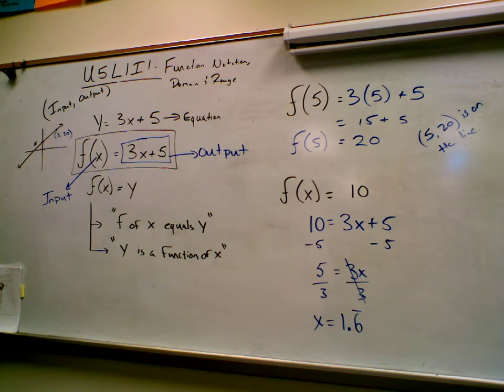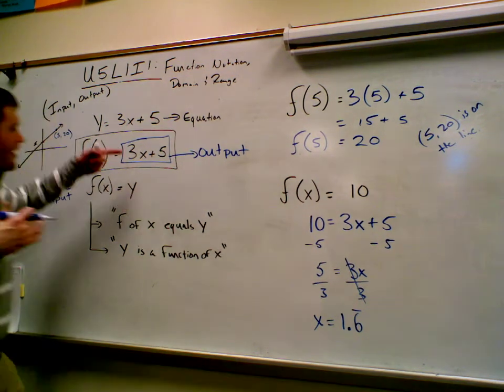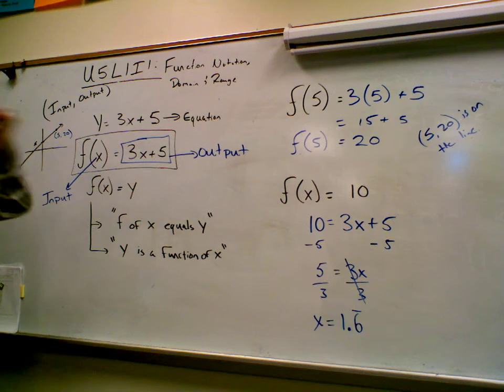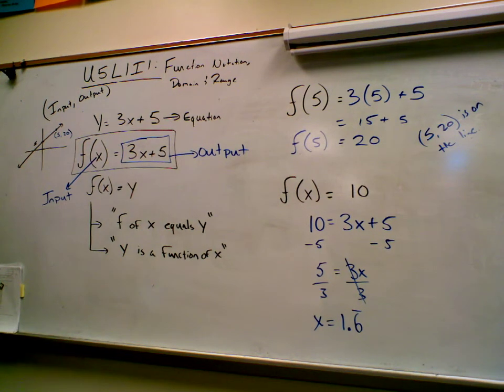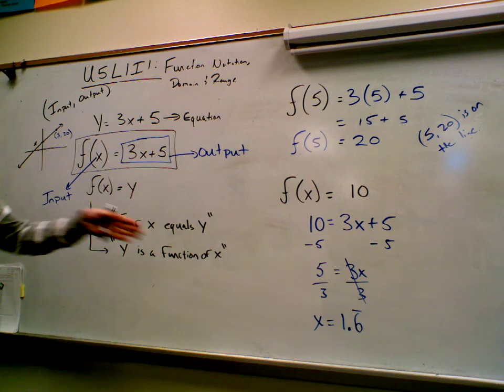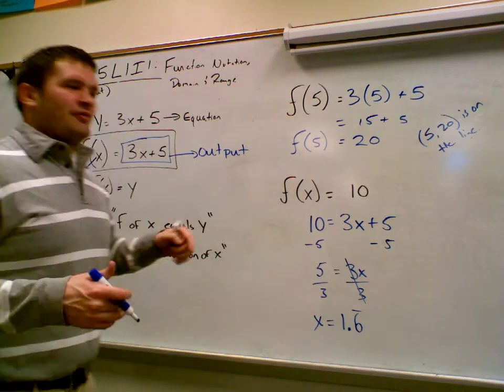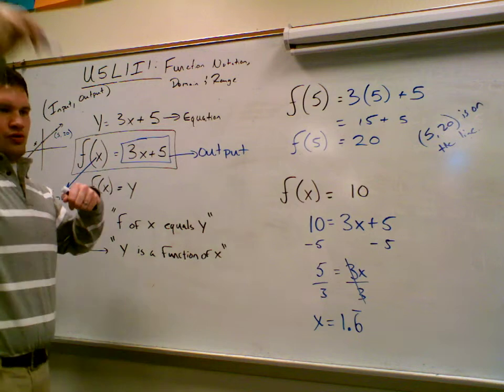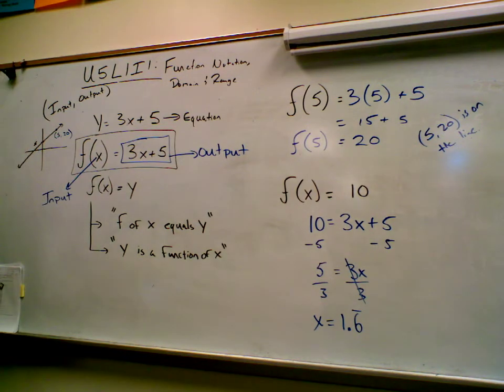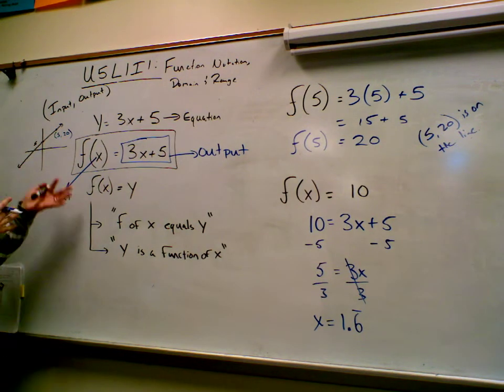That's okay. So that means if I were to take 1.6 repeating and put it in here for x, what would I get out? 10. We would get 10. Yep. If you want to be exact, put in 5 divided by 3. Do 3 times parentheses 5 divided by 3, close parentheses plus 5. And then you'll for sure get 10.